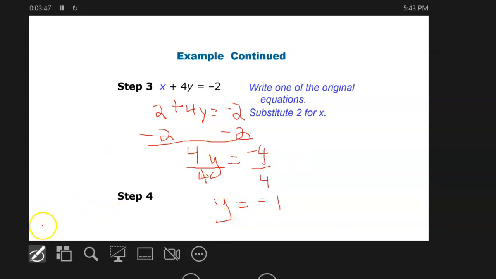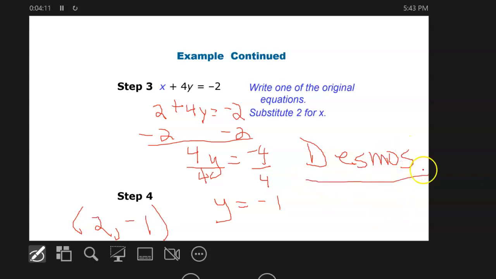Step 4 is to write your solution. Your solution is an ordered pair. We found that x was 2 and y was negative 1. Therefore, at this point, I am now going to check, and I'm going to type this into Desmos, and when I do, I find that my two lines are intersecting, and they intersect at the ordered pair 2, negative 1.